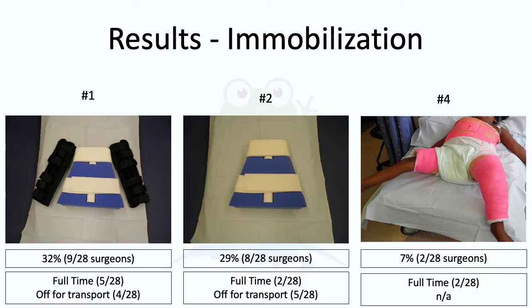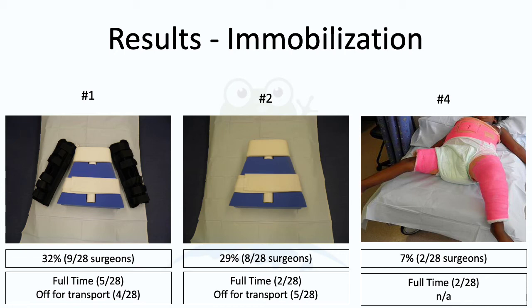In terms of the types of immobilization typically reported to be used by surgeons, the most common option reported was that of an abduction wedge pillow with bilateral knee immobilizers, such as the Zimmers featured here in picture 1. This was the option identified by 9 or 32% of the responding surgeons. The second most common was just the use of an abduction wedge pillow, selected by 29% of surgeons.